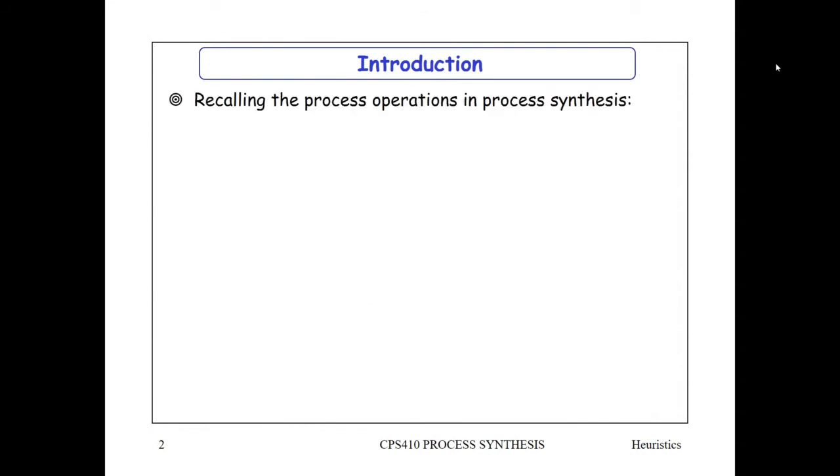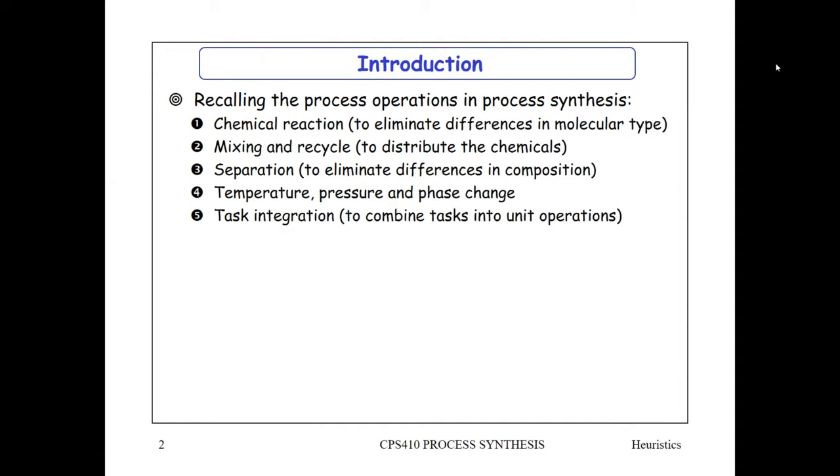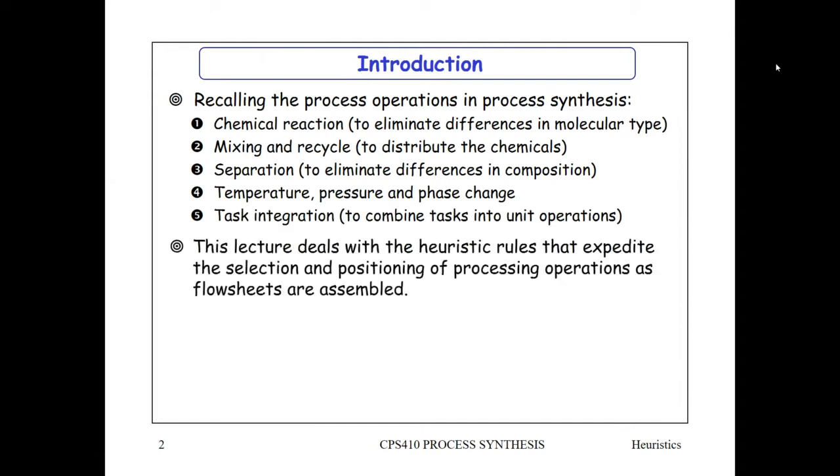Right, so recalling process operations in process synthesis, we had a chemical reaction, mixing and recycle, separation, temperature, pressure, and phase change, and task integration as the 5 steps. This lecture deals with the rules that expedite the selection and positioning of processing operations as flow sheets are assembled. So it's essentially the first part of your design project where you need to develop a flow sheet.